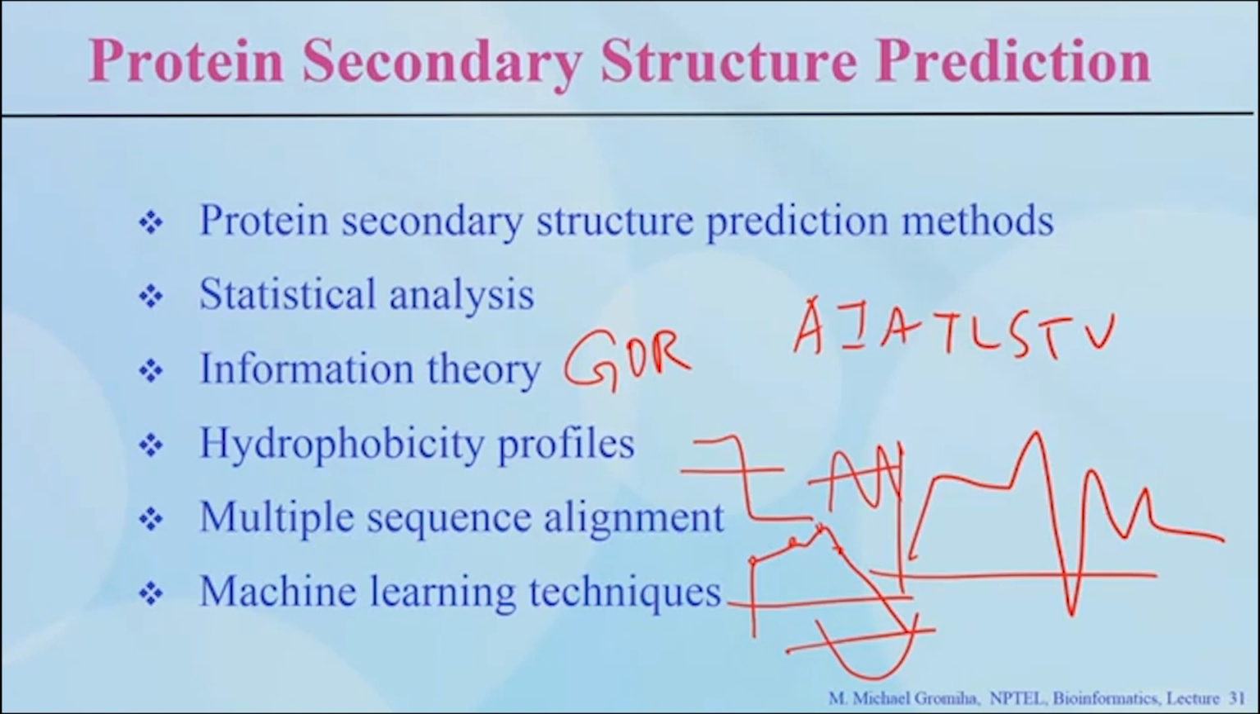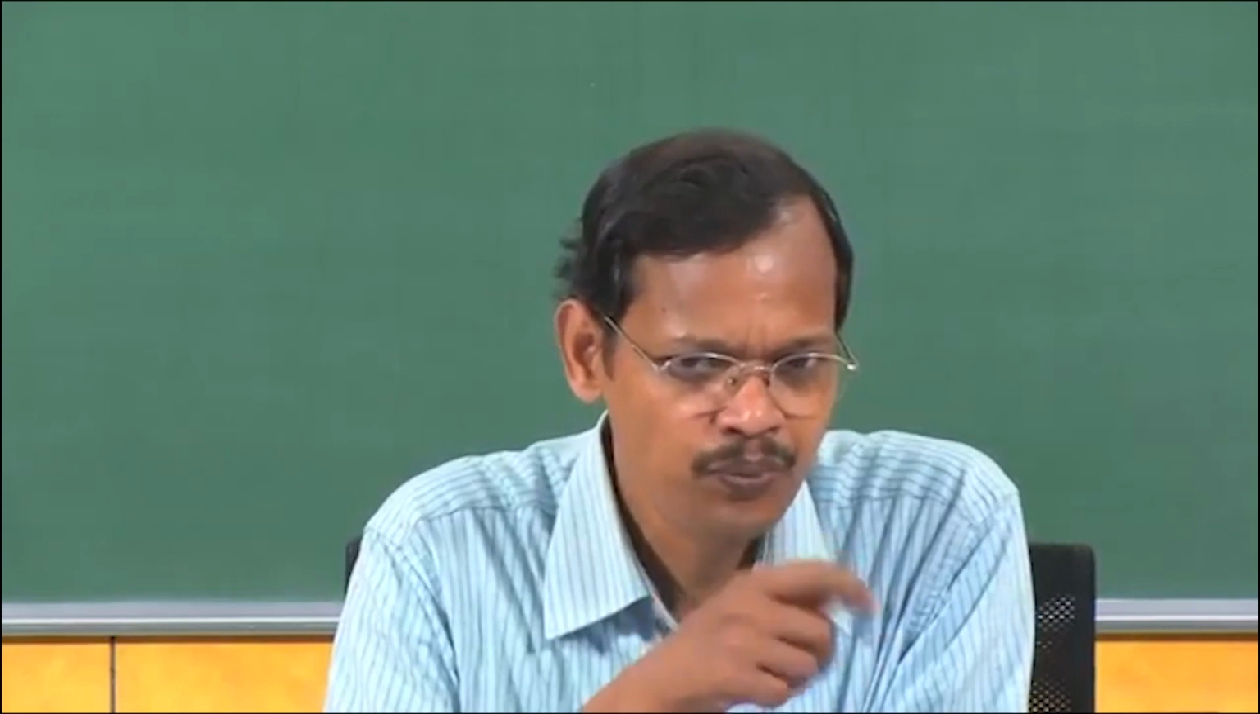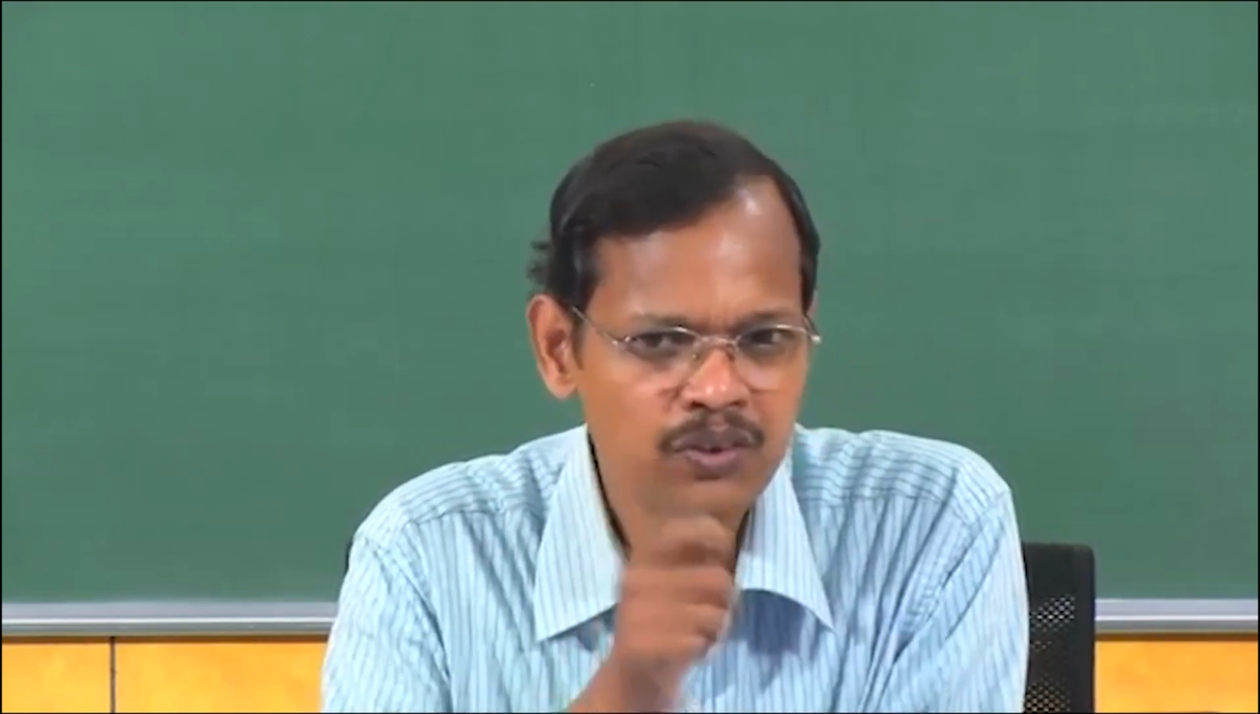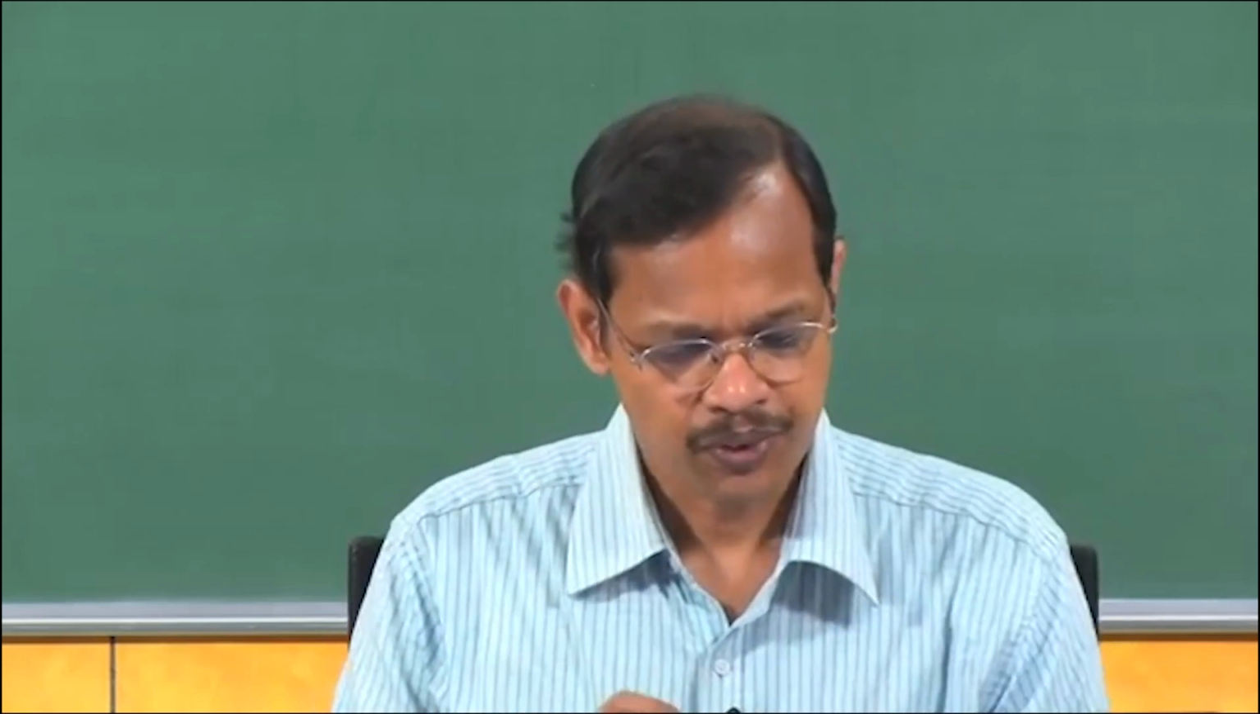Then we also use the weighted average, where you take a window length average of 8 residues or 4 residues, and see the peak, and that probably nucleates a helix or strand. You can use various methods to get these profiles.